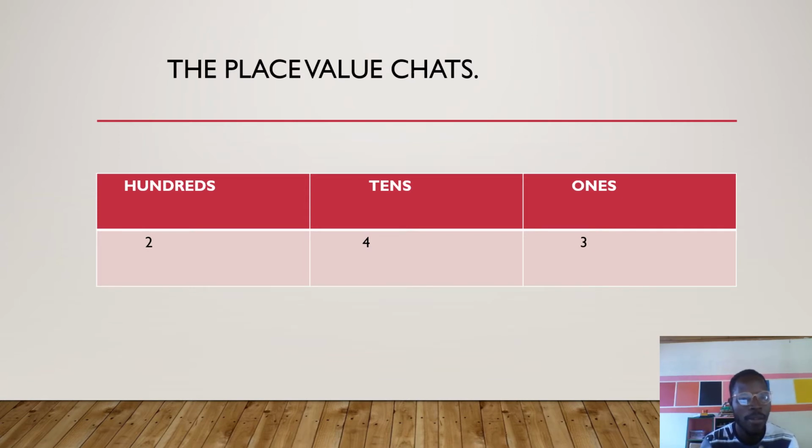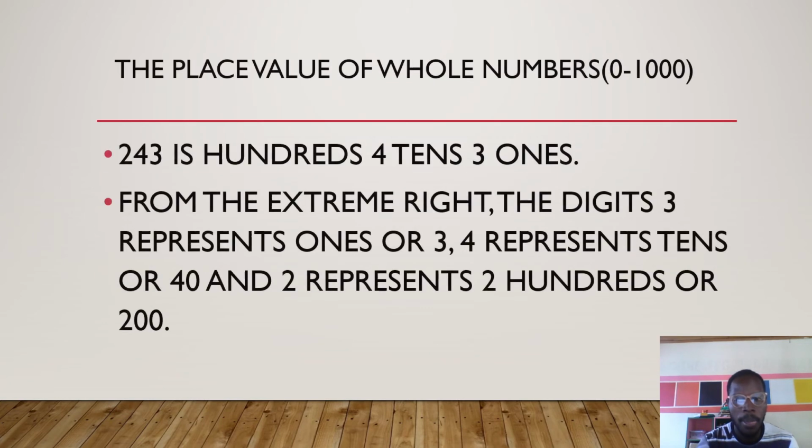So we have 243. We are going to look at the value, 240 and 3. So just take this place value chart; that's what we are going to work on. The place value of whole numbers from 0 to 1000. From the place value chart that you saw previously, we have 243.